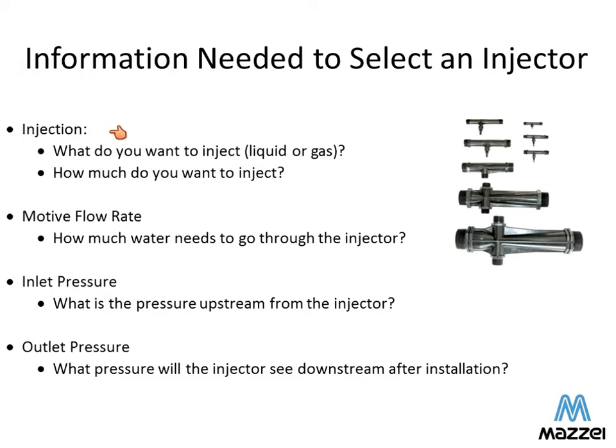So the first piece of information you'll need is right here, the information about what is being injected. What do you want to inject? Are you injecting a liquid, a gas? What kind of liquid? Is it very viscous? Is it very heavy? Is it caustic? Is it an acid? All of those pieces of information are important to know which injector is the best for your system. Also, how much do you want to inject? What's your injection rate? The next piece of information you'll need is the motive flow rate. Again, remember the motive flow rate is the rate at which the water flows through the body of the injector.